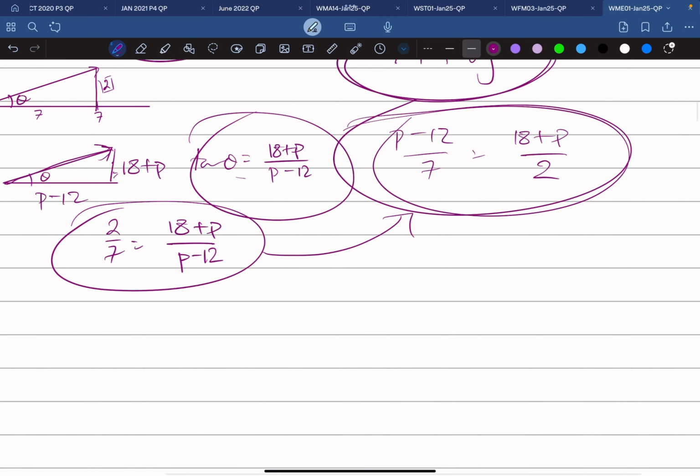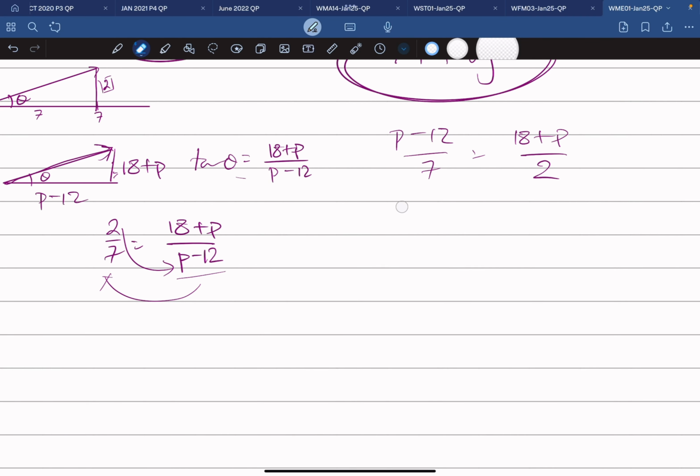So let me just show you how we can do that. We can bring the 2 to the other side here in the denominator and bring the p minus 12 in the numerator, and that just turns into this. So you see how we can actually derive that.